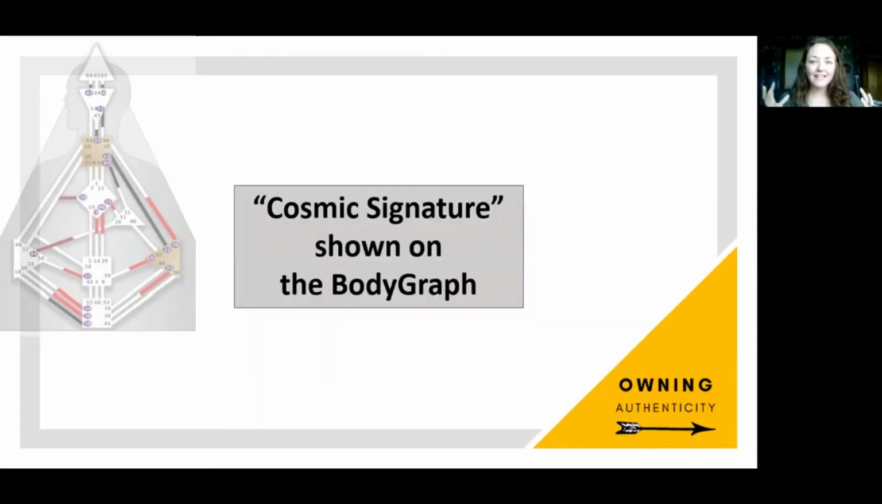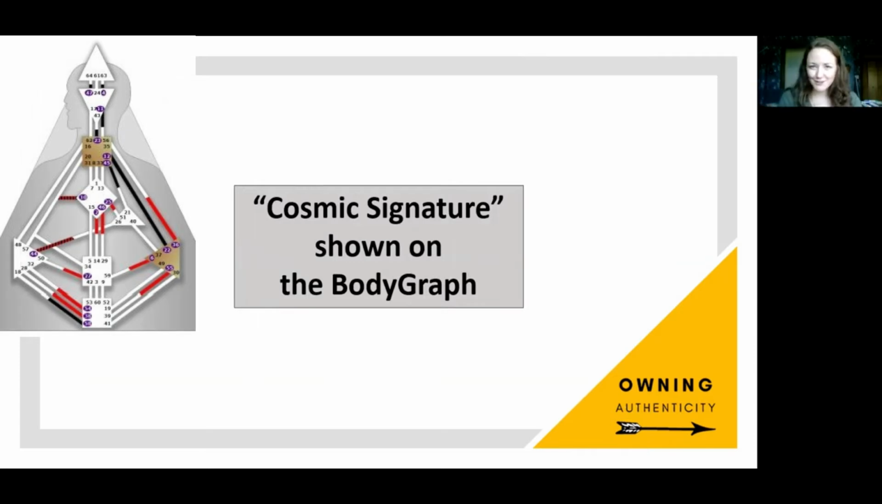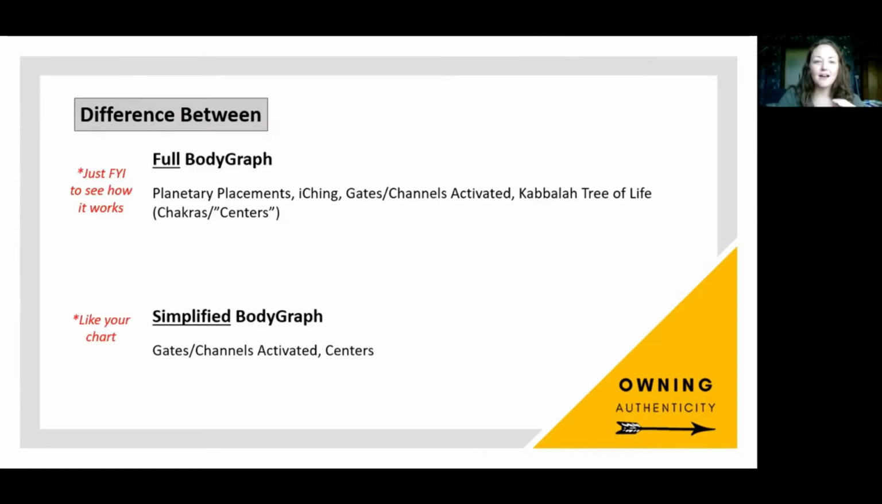So the body graph shows our cosmic signature, as I've seen it put, and that is like our unique circuitry. The body graph is the picture at the very center of your chart, the crazy picture that has everything on it. And we're going to break it all down. And there's actually a full body graph and a simplified body graph.